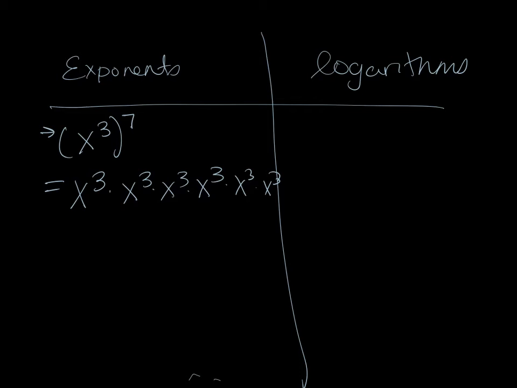Okay, because when we multiply exponents, we're adding. So 3 plus 3, 7 times, is equal to x to the 21st. Now a lot of us remember the shortcut that we just simply do 3 times 7. So when we have a power rule, we're basically going to multiply. This represents how many times the exponent is going through.